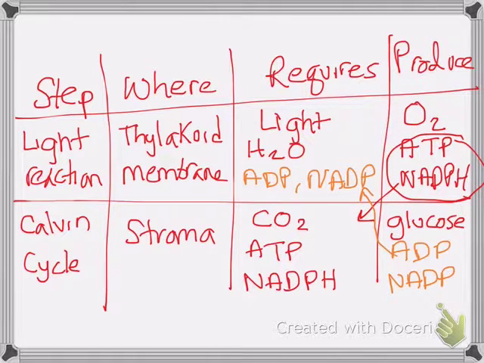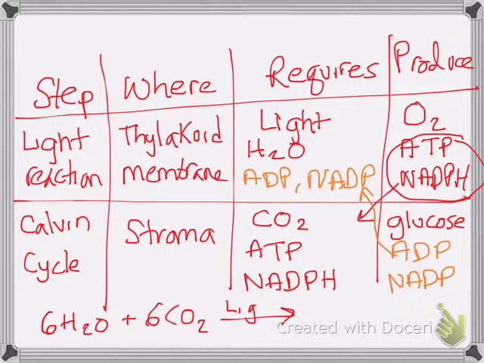So this, again, is a summary of the process of photosynthesis. The equation for photosynthesis that you should know is 6 molecules of water plus 6 carbon dioxide plus light is going to make 6 oxygen molecules plus glucose, C6H12O6. I hope this explanation has been helpful.